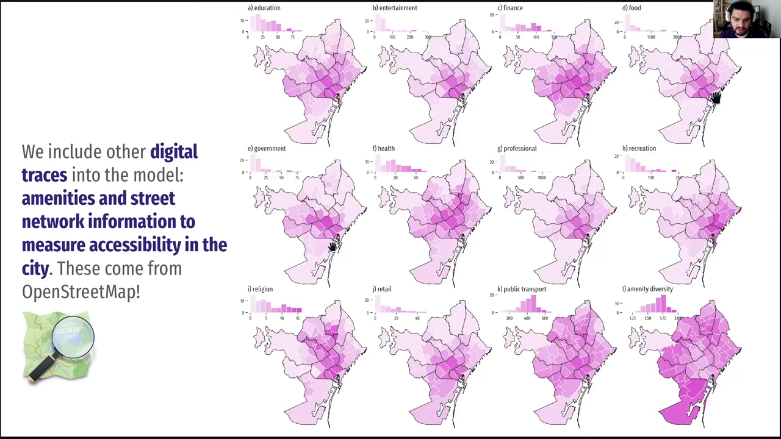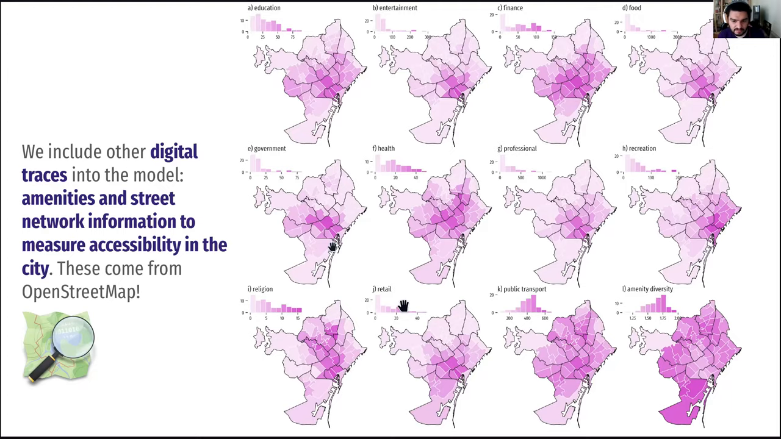For instance, you can download OpenStreetMap data. It's also public, so you can get the network of streets, the network of transportation. You can also get the venues and amenities available in the city. So for instance, here you see where religious places, churches, are in the city, or what is the distribution of recreational places, finance places, retail places, and so on. So if you can characterize all your origins and destinations with numbers regarding these amenities or the accessibility to those amenities, you can start adding more information to your gravity model.